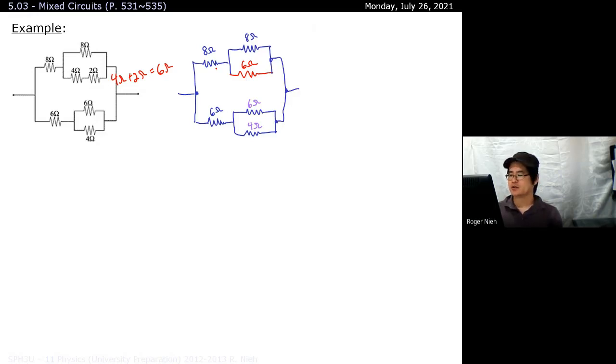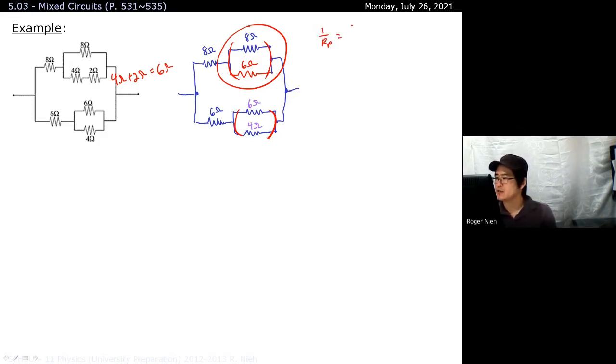As I mentioned earlier, you want to deal with the most inner bracket first. You'll see that there are these 2 separate inner brackets. I'm going to deal with the inner bracket on top separately from the bracket down below. I'll start off with the one on top. You can see that the 6 ohm and the 8 ohm are parallel with each other. As they're parallel with each other, you have to use the formula of 1 over Rp is equal to 1 over R1 plus 1 over R2. In other words, 1 over 8 plus 1 over 6 is equal to 1 over Rp.